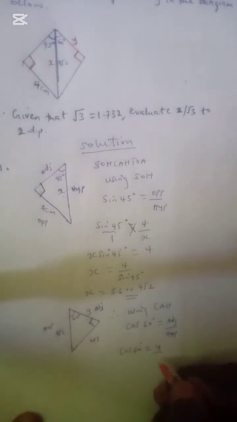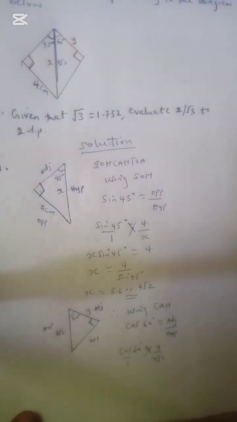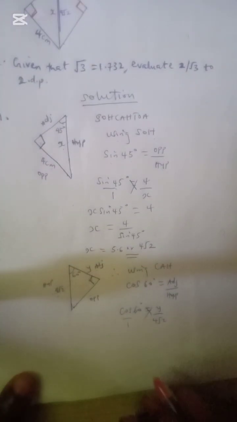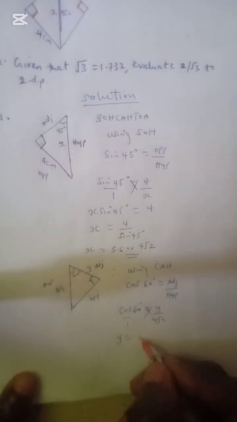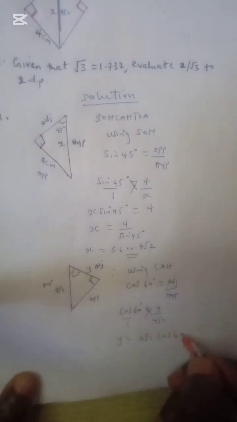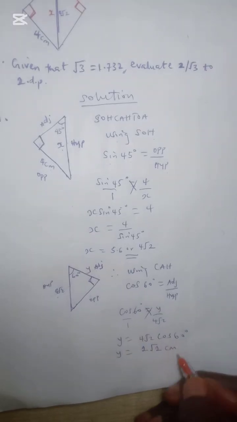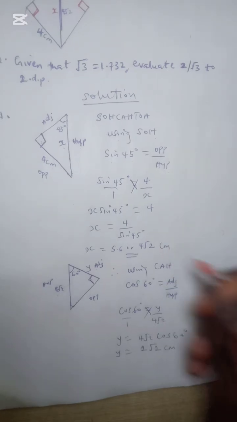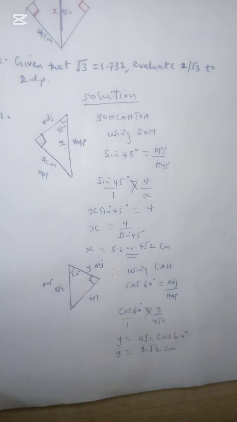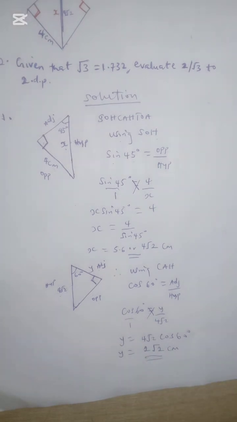So cos 60 degrees equals adjacent, which is y, what we are looking for, over the hypotenuse, which is 4 root 2. Then we can cross multiply. When you cross multiply, we are going to have y equals 4 root 2 times cos 60 degrees. We are going to have 2 root 2 centimeter. So don't forget the centimeter. That is our answer for y. So we've solved that question.